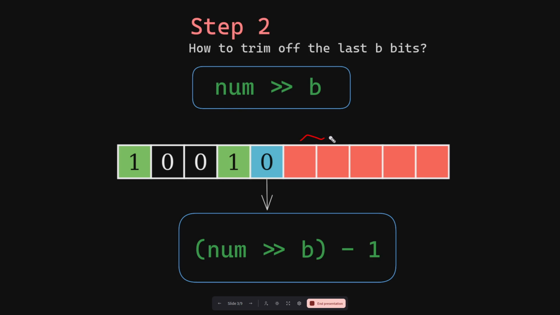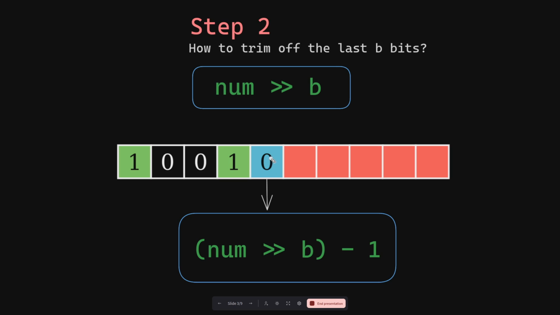Since these red bits are insignificant, let us chop these off from all the numbers, from the number x as well as all the array elements. To do that, you can use the right shift operator. So this operator will trim the last b bits of the number.